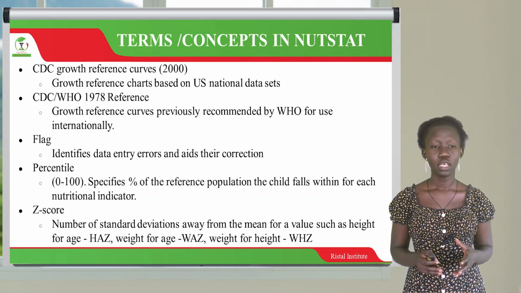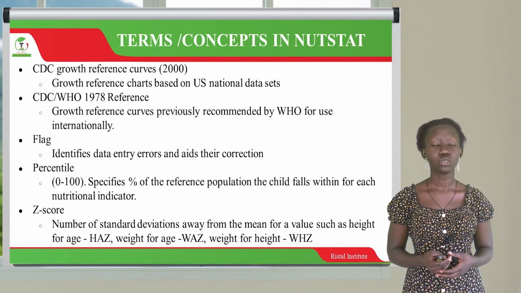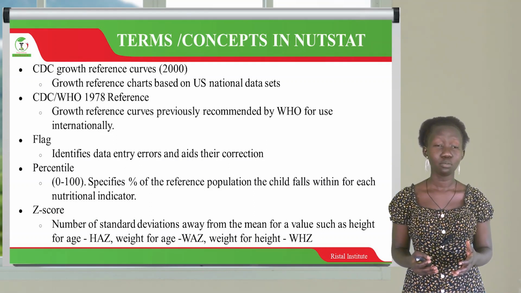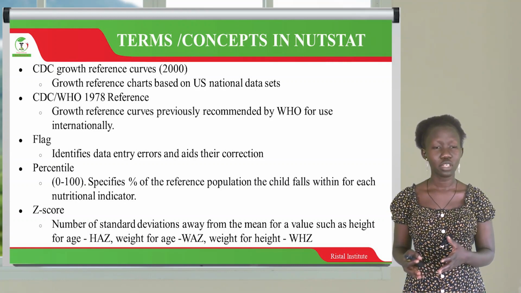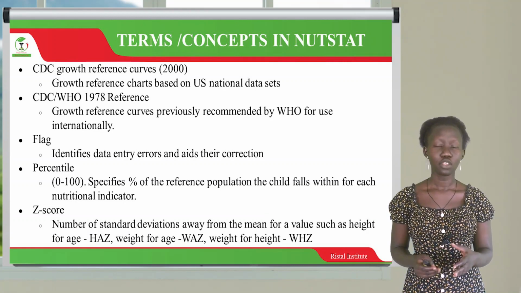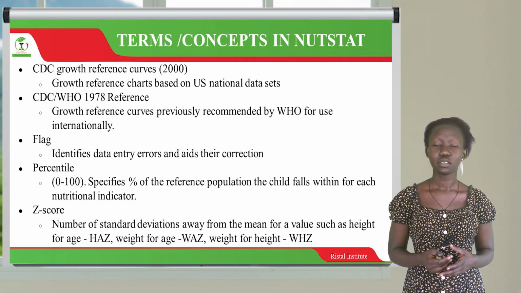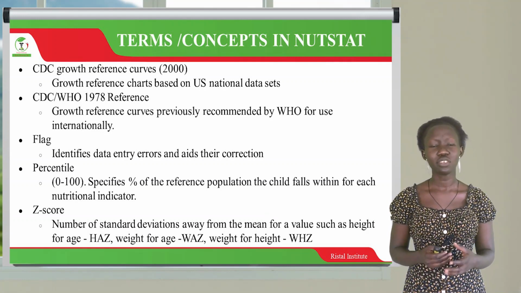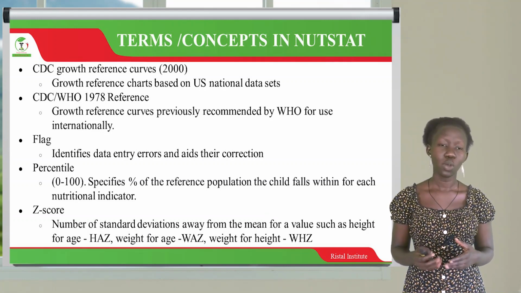We also have a term called flag. What is a flag? This is simply a correction. It identifies data entry errors and aids their correction. Once you have entered some raw data that is not correctly input, it will flag it with a color, and it will help you to easily notice the error you have made. Then you can go ahead to correct it.